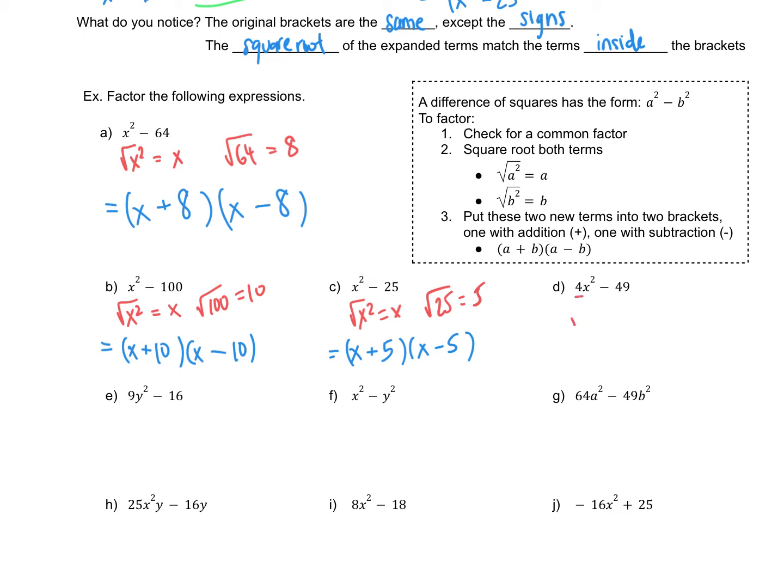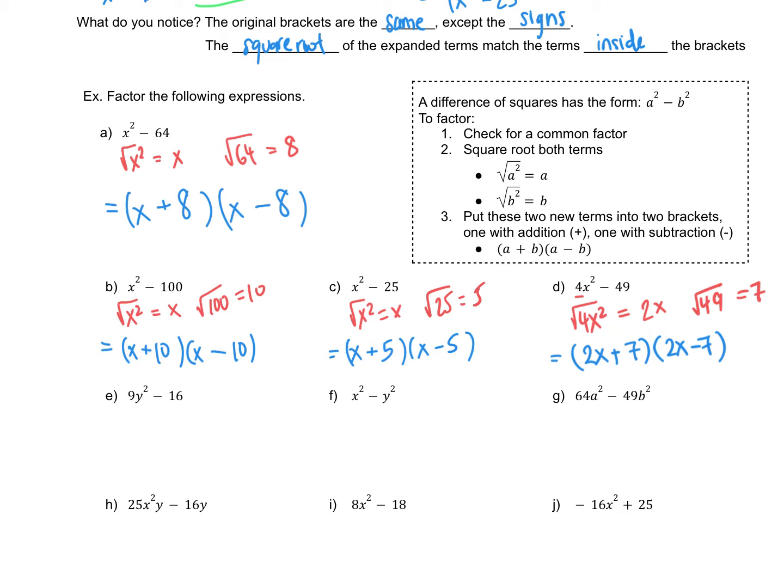It really does not change anything. So when I square root 4x squared, the square root of 4 is 2, and the square root of x squared is x. And then the square root of 49 is 7. Now, I'm going to start my bracket with 2x. I'm going to end each bracket with 7. One will be addition, one will be subtraction. And if you're not confident in your work, you can definitely do a quick FOIL to double check.